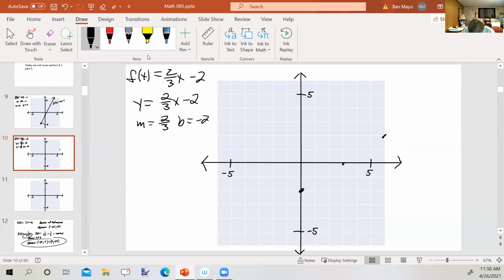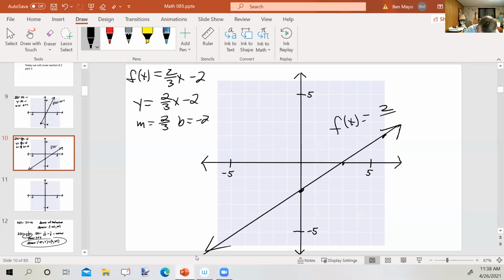Here is the graph of f of x equals 2/3 x minus 2.